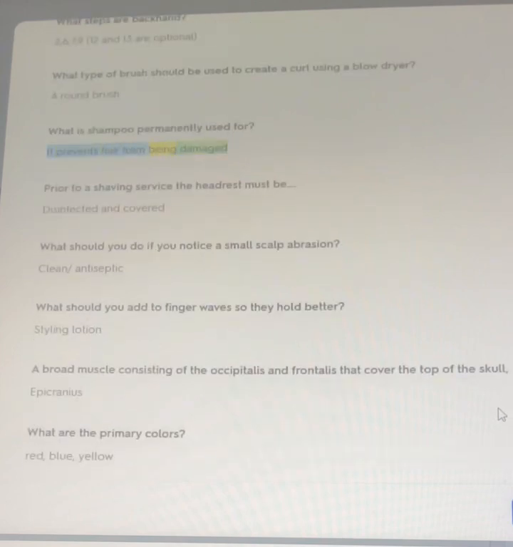It prevents hair from being damaged. Prior to a shaving service, the headrest must be disinfected and covered. What should you do if you notice a small scalp abrasion? Clean with antiseptic. What should you add to finger waves so they hold better?